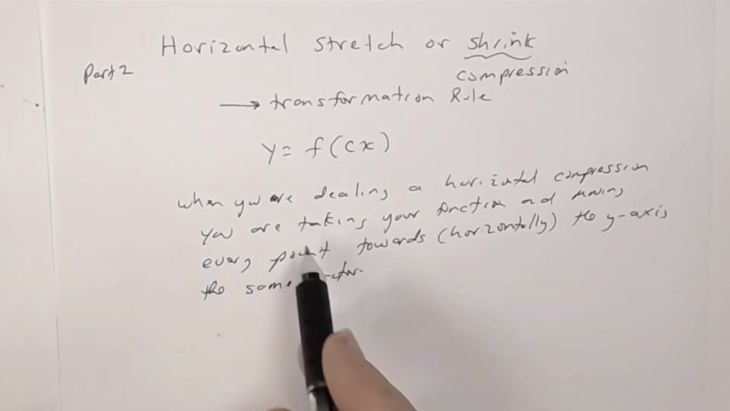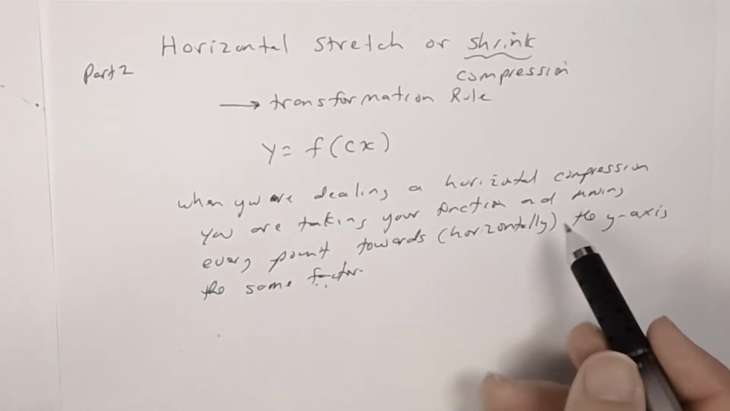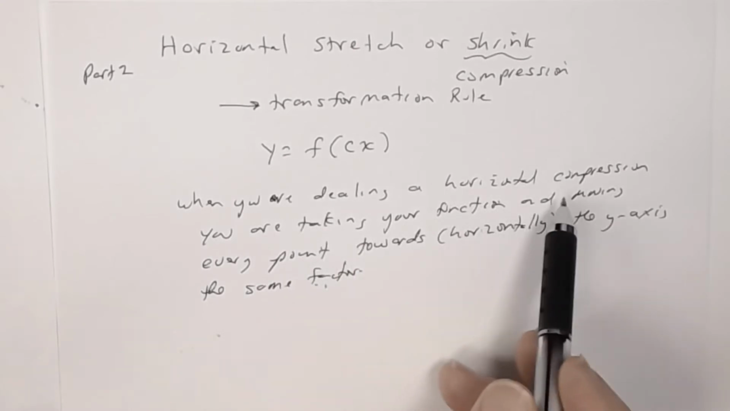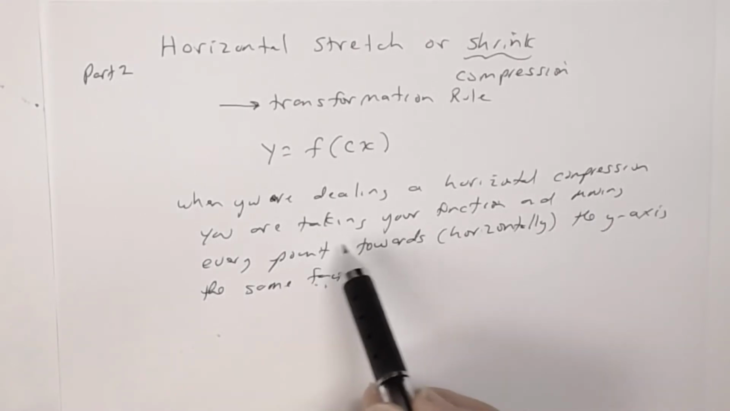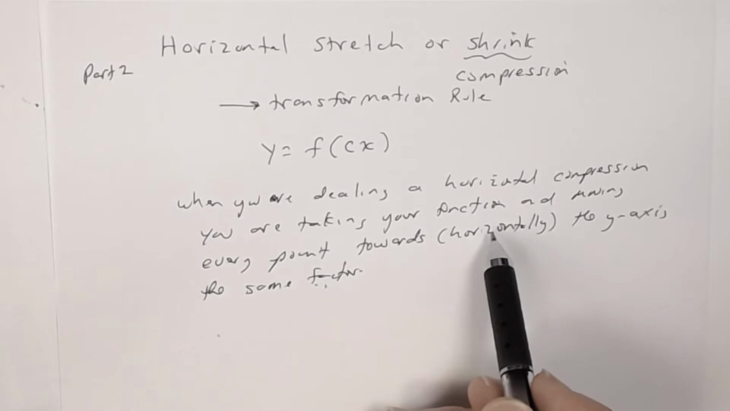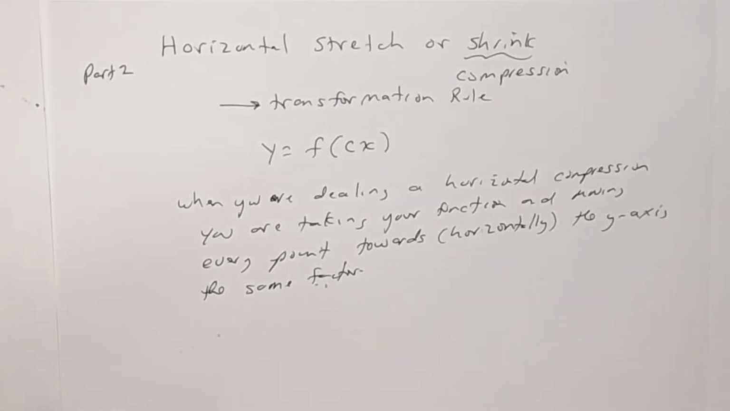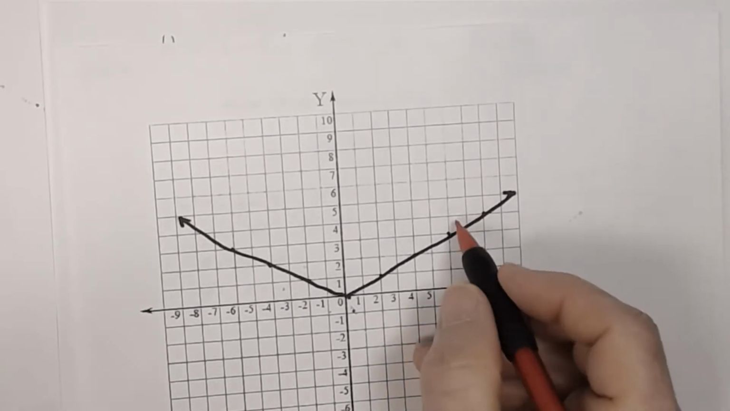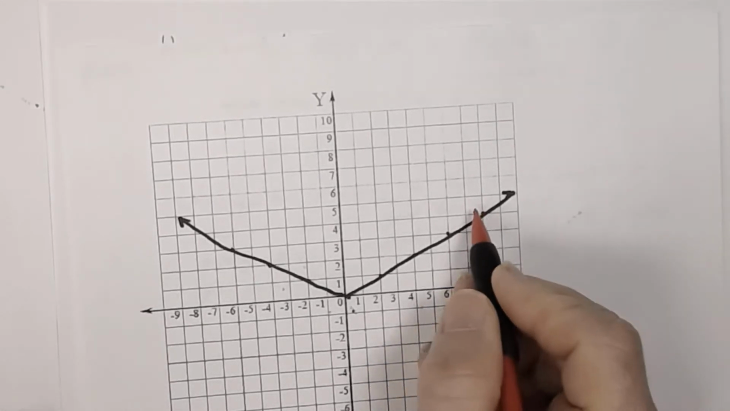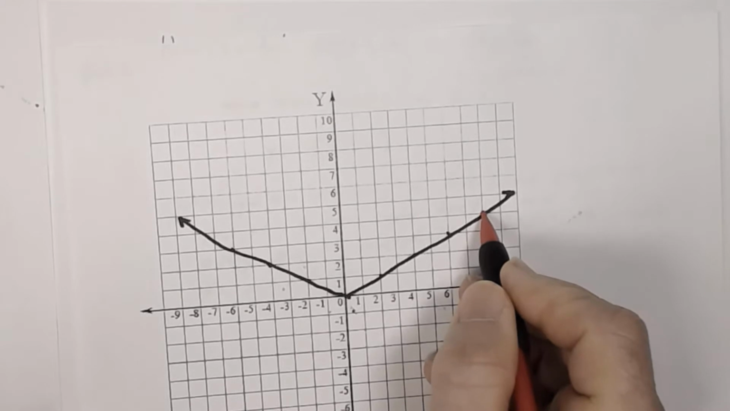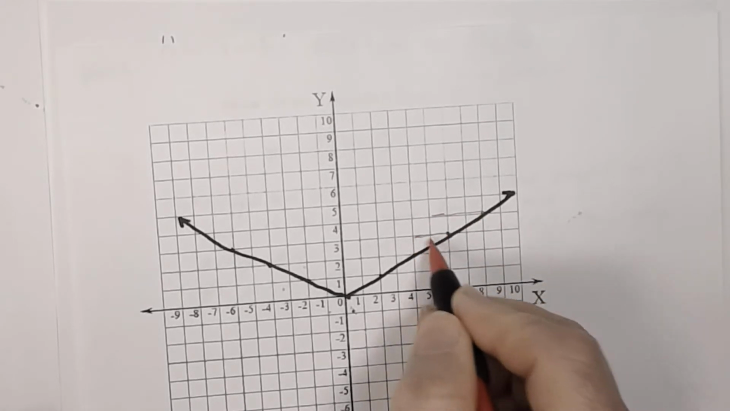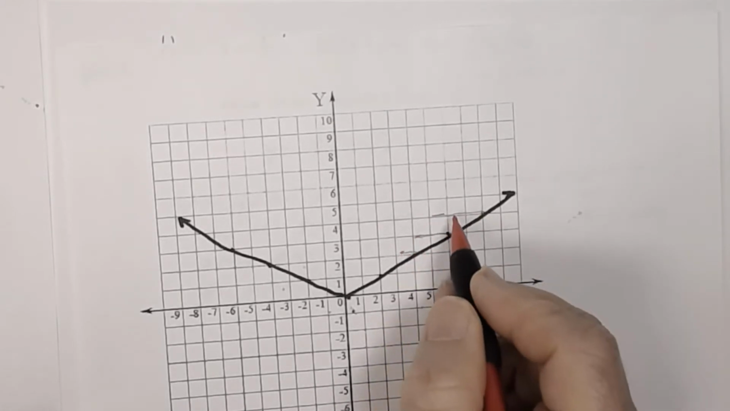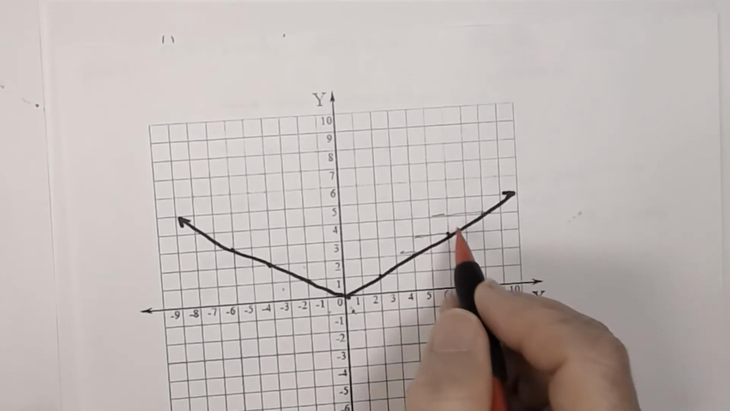Okay. So what we say here is that when you're dealing with a horizontal compression or a shrink, you are taking your function and moving every point horizontally towards the y-axis the same factor, not the same distance, the same factor. All right. So if I'm doing a horizontal compression, I'm going to take this point and move it over. Take this point and move it over. May not be the same distance. Okay. So don't think that these distances are the same.